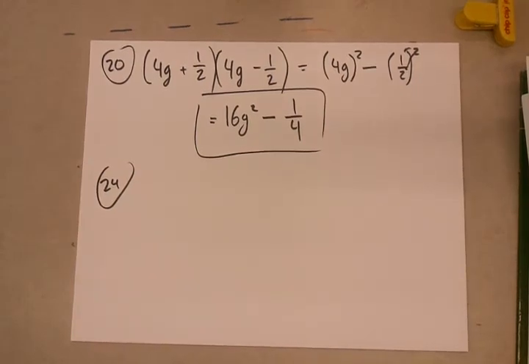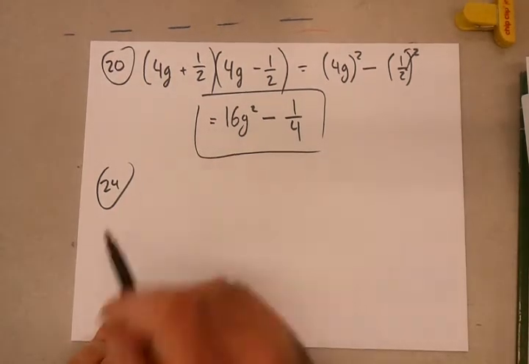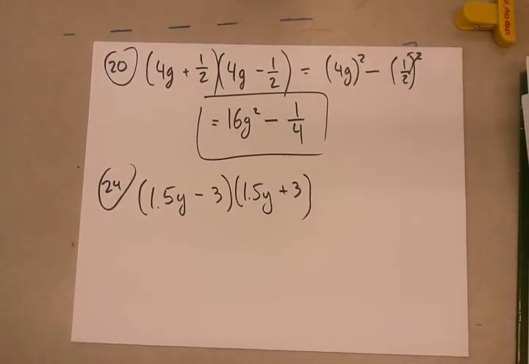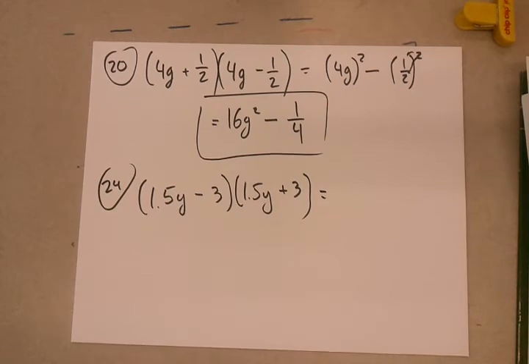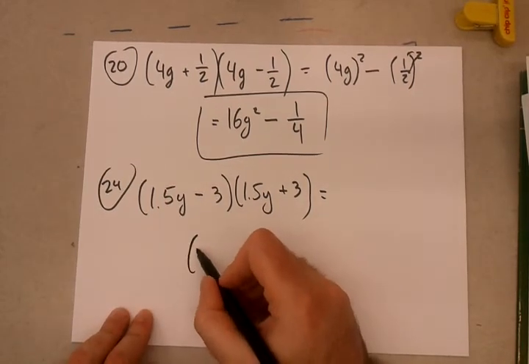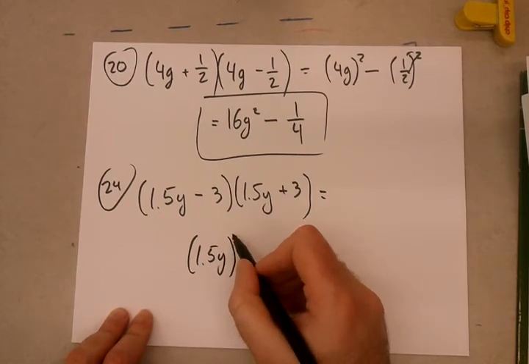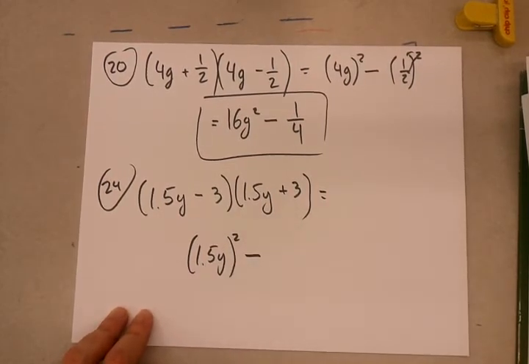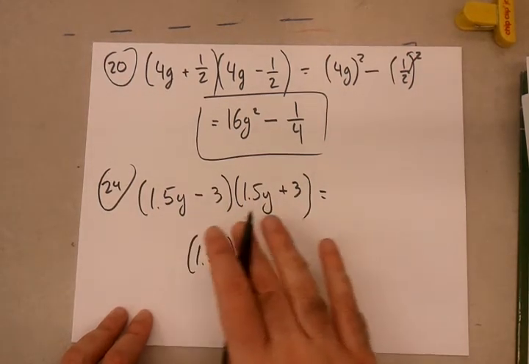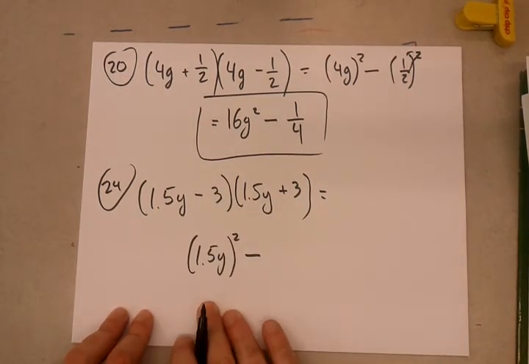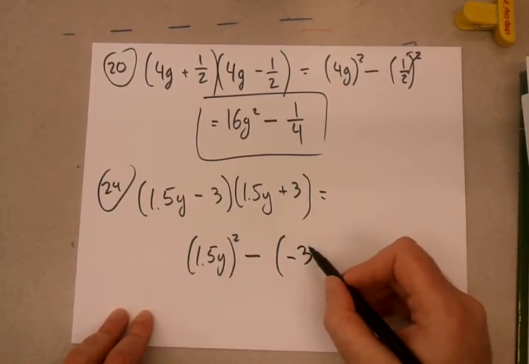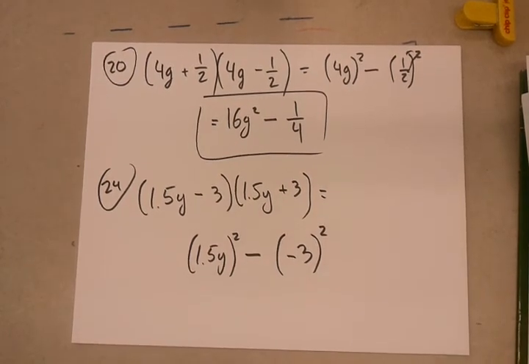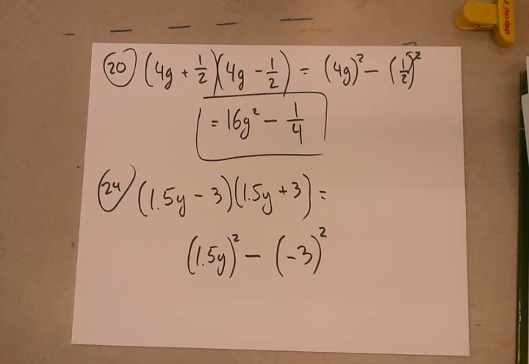So that is number 20. Let's take a look at 24, the last problem on your list. And the last problem is just like the rest, except they threw in fractions because everyone loves fractions. All right, same shortcut applies. Take the square of the first term, which is 1.5y squared, minus, because there's always that minus, it's a subtraction. Regardless of what's there, the shortcut is first term squared minus the second term squared. The second term is a 3 or a -3. I'm going to choose a -3. It's not going to make a difference. You can choose either one. So the only difficulty here is that you have that 1.5 that you need to square.